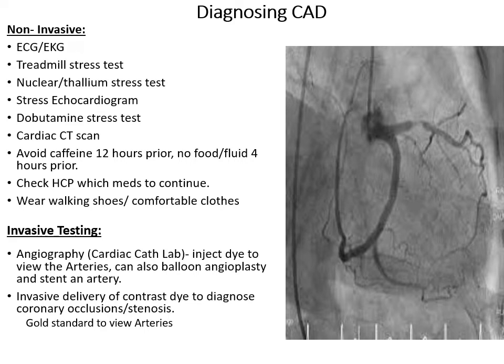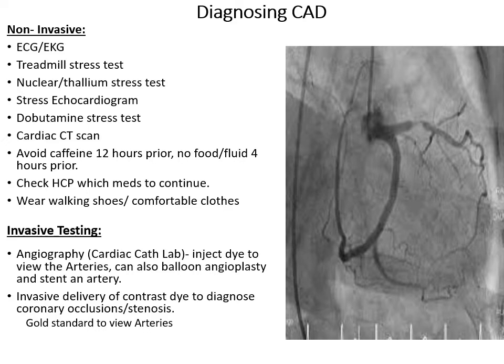At the same time, when you do an angiogram, there's also the equipment to do an angioplasty, which goes through the blockage, balloons it open, and then you can put a stent across the vessel to keep it open. So this is definitely the gold standard to see the coronary arteries, but it's invasive. There's a risk to it.